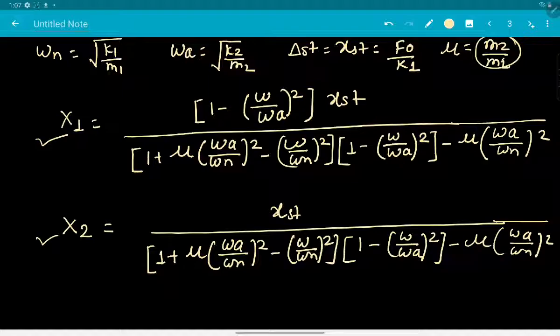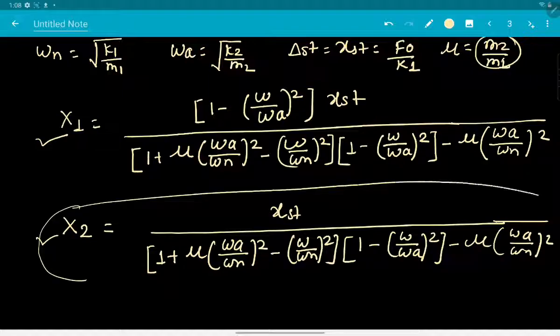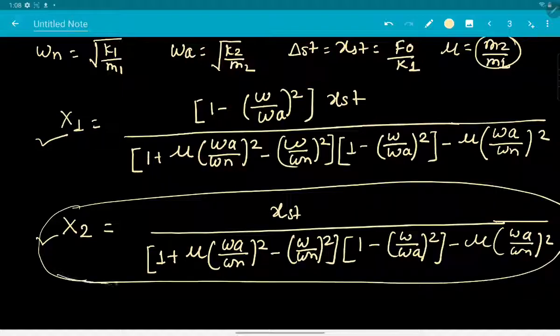Now you will be able to see that the secondary mass amplitude will not be 0 at any point of time, right? Because xst cannot be 0. It will be 0 only when this is infinite. Otherwise this won't be 0, and this will not be infinite, unless omega is infinite. So for omega infinite, obviously you are going to get the denominator infinite, and then everything is going to go to 0. Even x1 will be 0. So that's what we have seen.